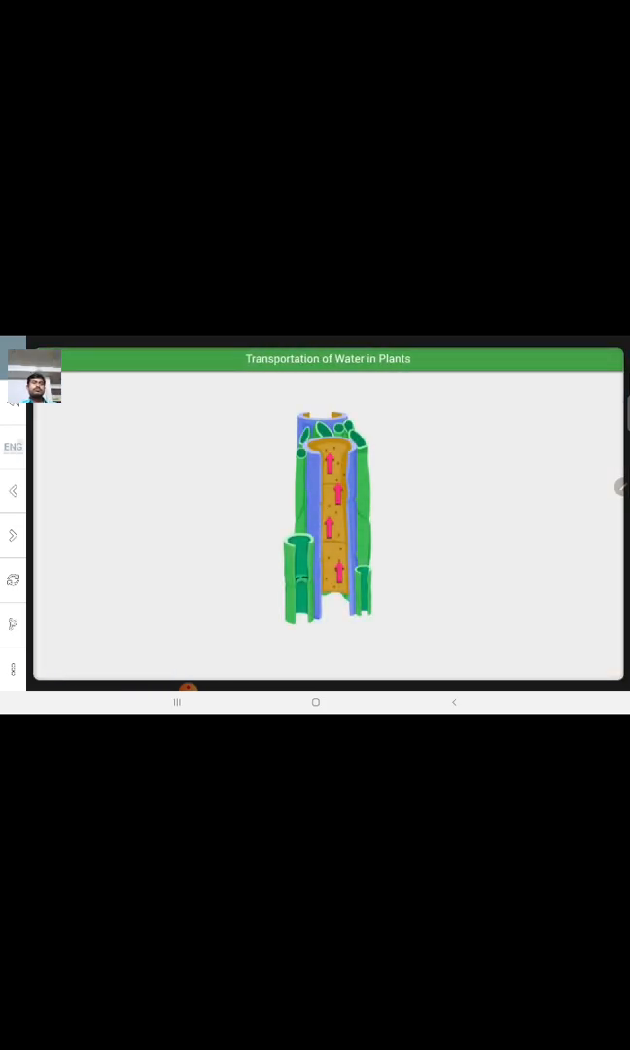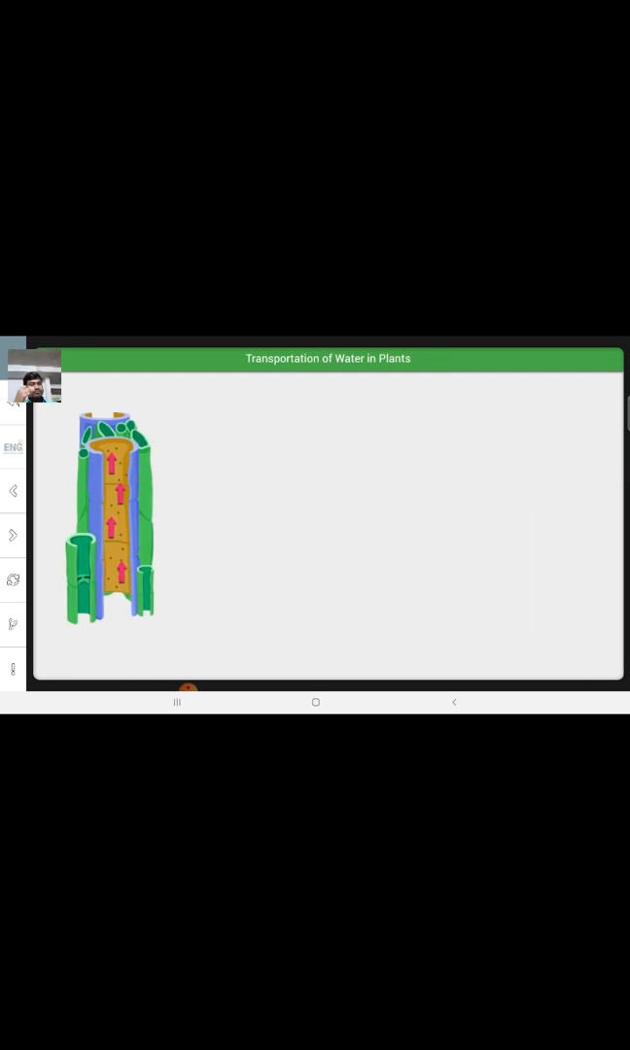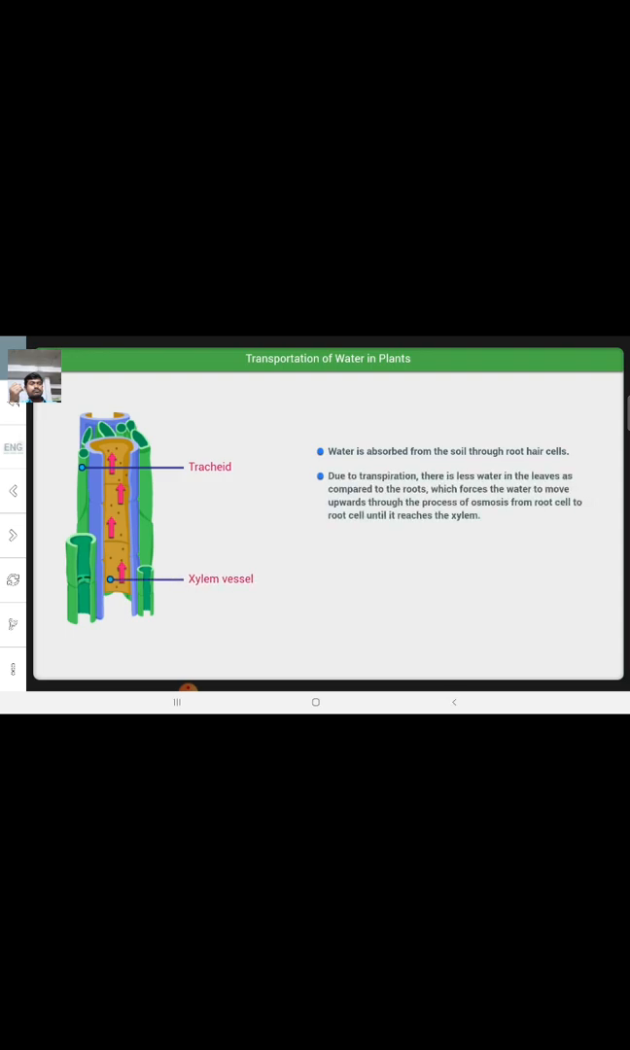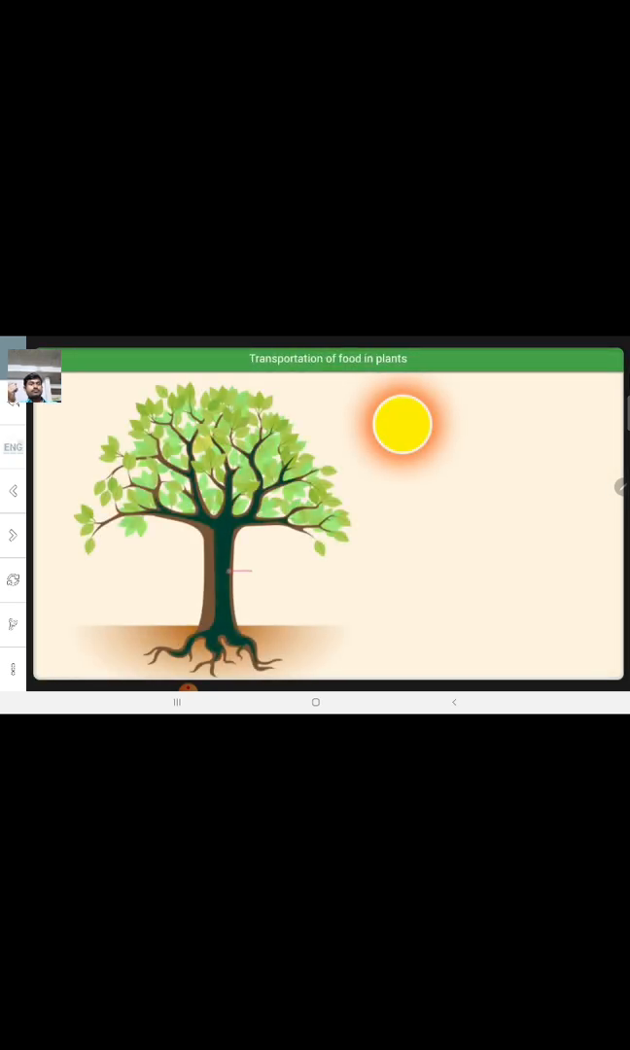Let's look at the process of transportation of water in plants. During photosynthesis, plants produce carbohydrates or sugars. This is produced in the mesophyll cells of leaves, which contain lots of chloroplast, the organelle where photosynthesis occurs.